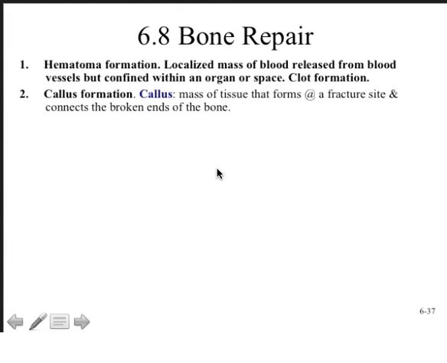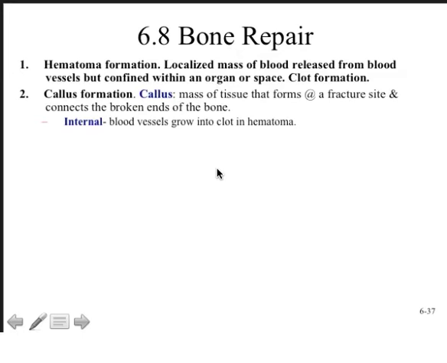You have to remember that living bone is encased in a membrane. The periosteum and the endosteum sort of restrict where the blood goes. Callus formation follows. This is a massive tissue that forms where the fracture is located and connects the broken ends of the bone. The callus initially is very soft, and it slowly begins to mineralize and eventually gets remodeled so that the bone looks like it did prior to the break.